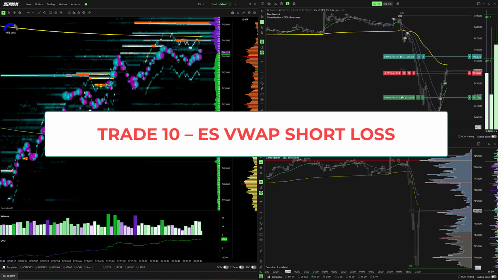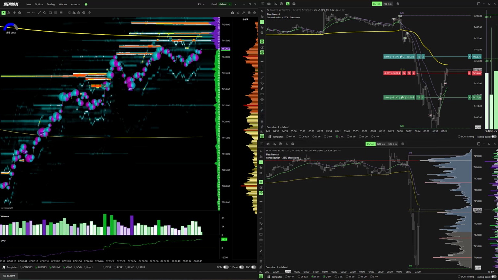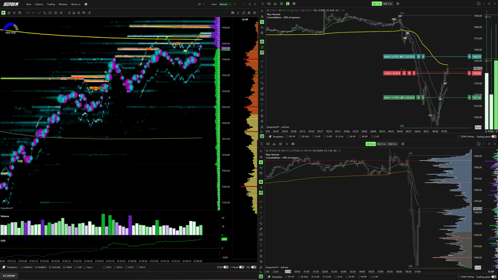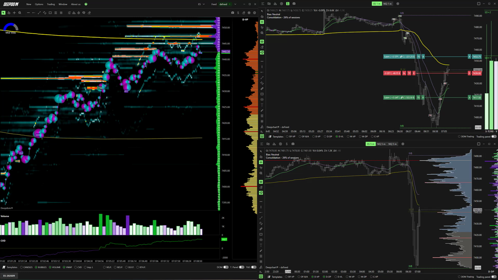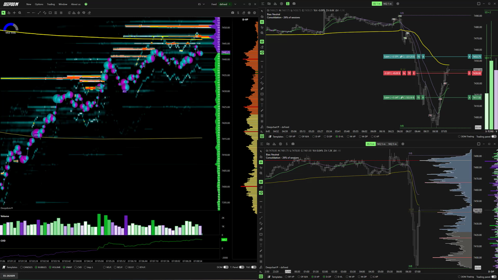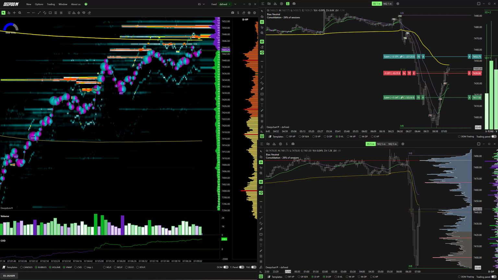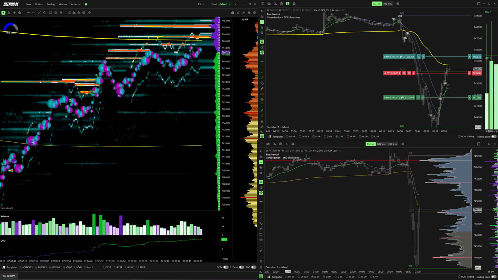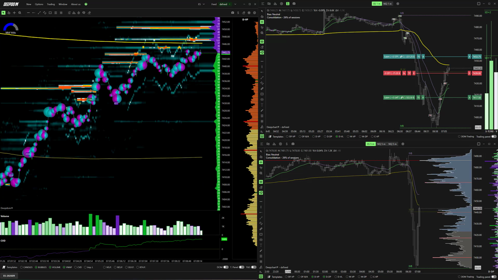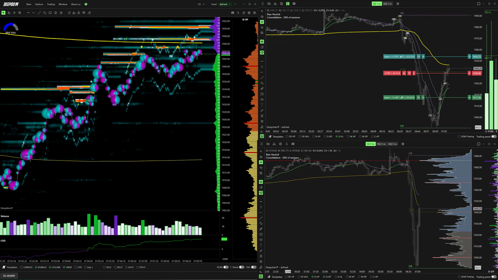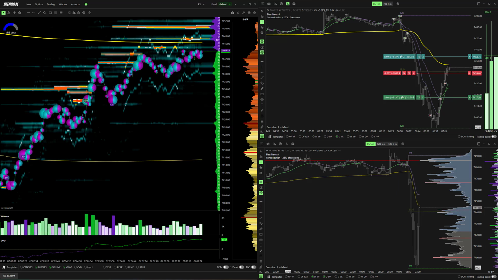Trade number 10 was the ES VWAP short, and it was a loss. Not every trade works. Playing the VWAP level is another favorite setup of mine. This trade was an ES VWAP short that resulted in a loss. The setup looked reasonable at the time. I thought this could be a continuation setup since we had an opening drive right at the open. Price was testing VWAP and sellers appeared to be active.